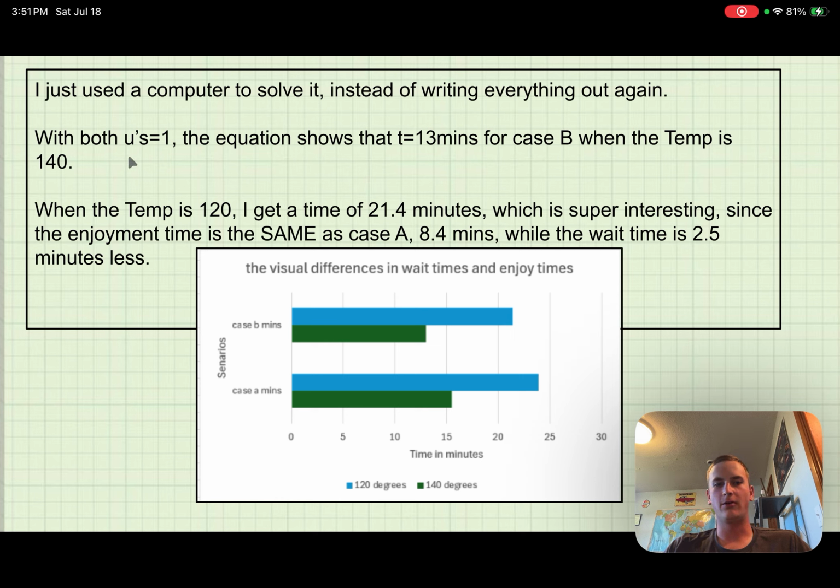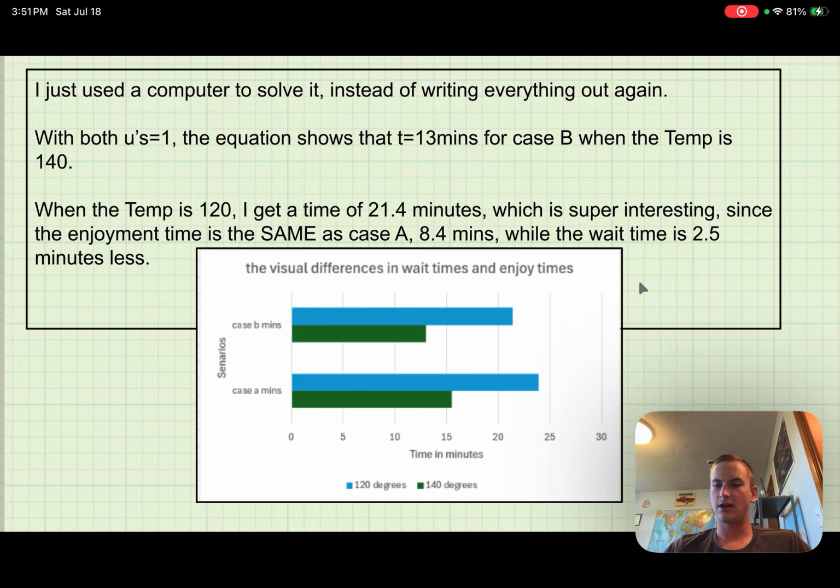So with both u functions equal to 1, so both of them are turned on, right? Both functions are switched on. So I went outside and then I came back in. I get, it's like 12.93 or something, but it essentially rounds to 13 minutes for case B when the temperature of the coffee is 140 degrees. When the temperature is 120 degrees, I get a time of 21.4 minutes.